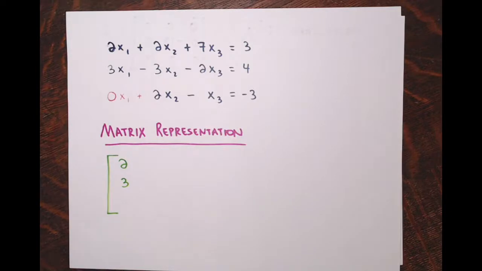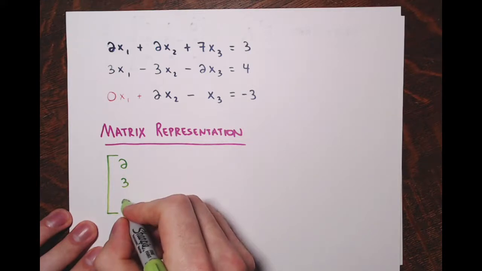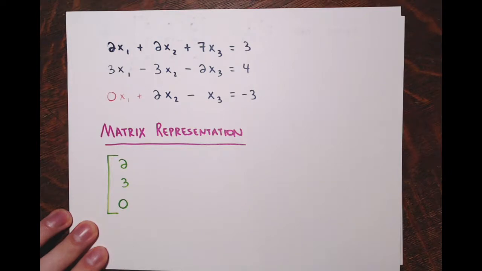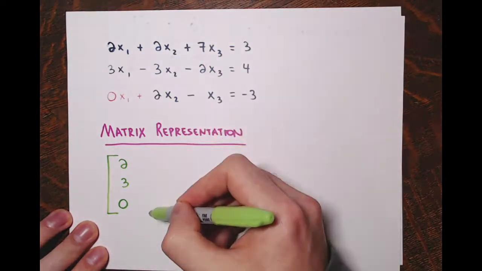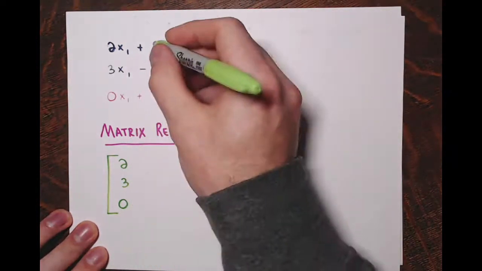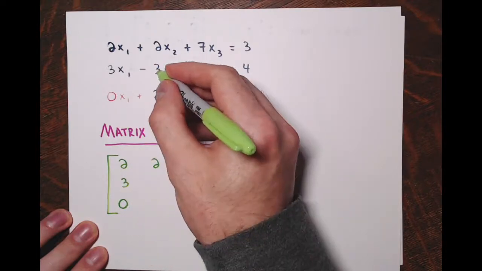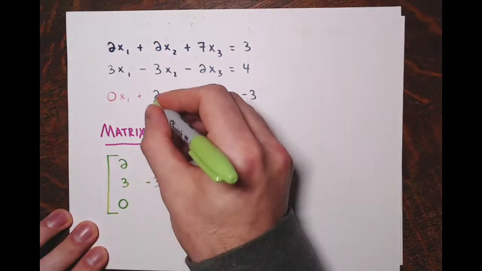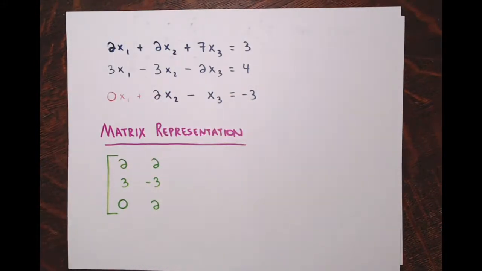You can always throw on none of something, it doesn't really affect anything. So 2, 3, and then the entry in the third row, first column, would be 0 for x1. Then the second column of the matrix will be the coefficients of the second variable, x2. For the first row, second column, positive 2. And then negative 3. Then positive 2 again.